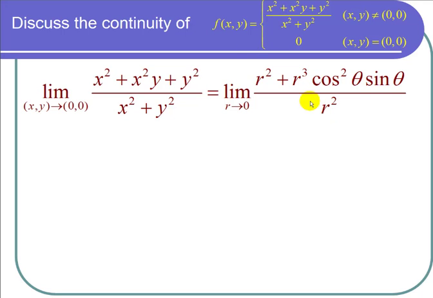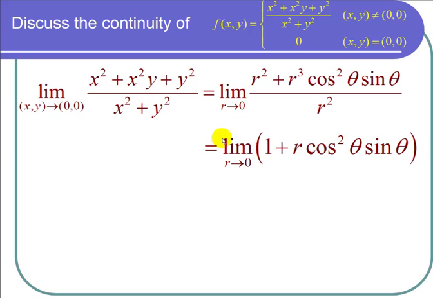I can divide by r². r² over r² is 1, and r³ over r² is r. So I get that this is equal to the limit as r approaches 0 of 1 + r cosine² theta times the sine of theta. Cosine and sine are continuous functions, so I can just plug in r equals 0, and I just get that the limit is equal to 1.